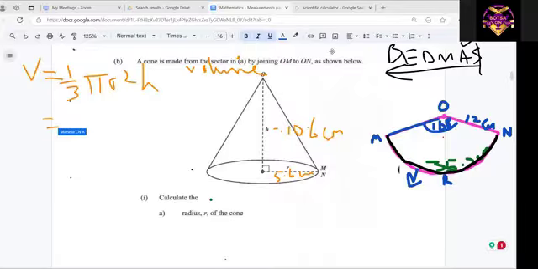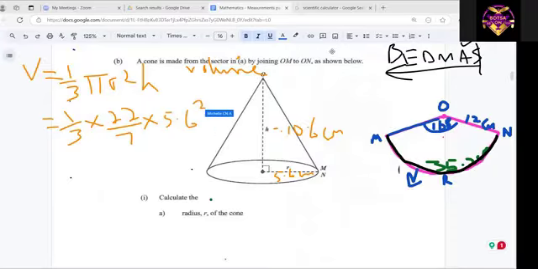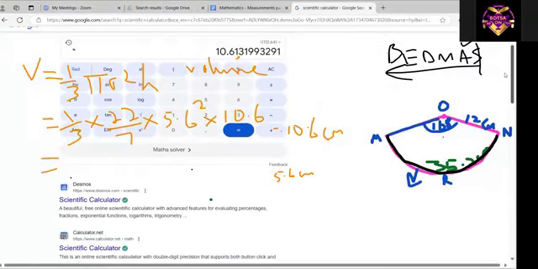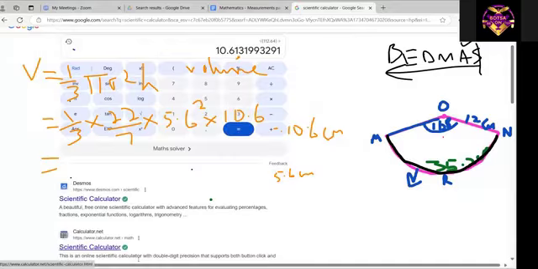Right. So this will be equal to 1/3 multiplied by pi, which is 22/7, multiplied by the radius, which is 5.6 squared, multiplied by the height, which is 10.6. Just put all of that in a nice calculator. So going over to Google, on the spot where I need to use this calculator, I'll take off volume and work with it like this.